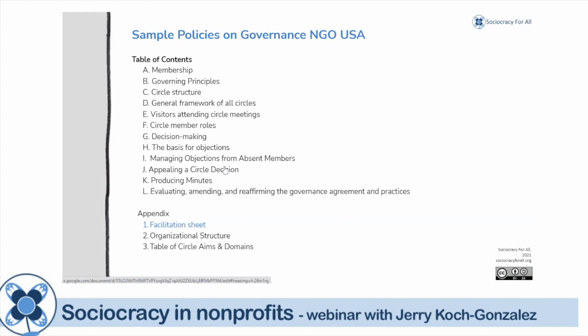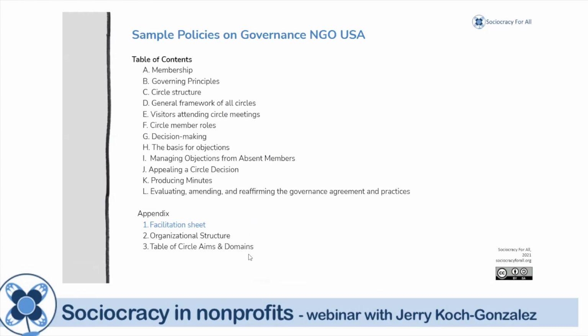So here's a table of contents for the governance section of a policies and procedures manual. Again, governance principles, the circle structure. What do you do about visitors attending meetings? What are the roles? How do you do the review of decision-making, the basis of objections? All the different policies that govern how you work.